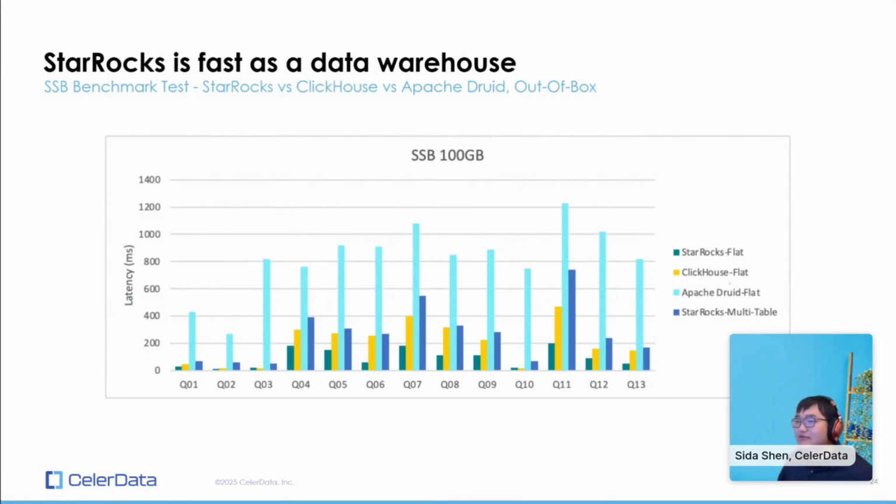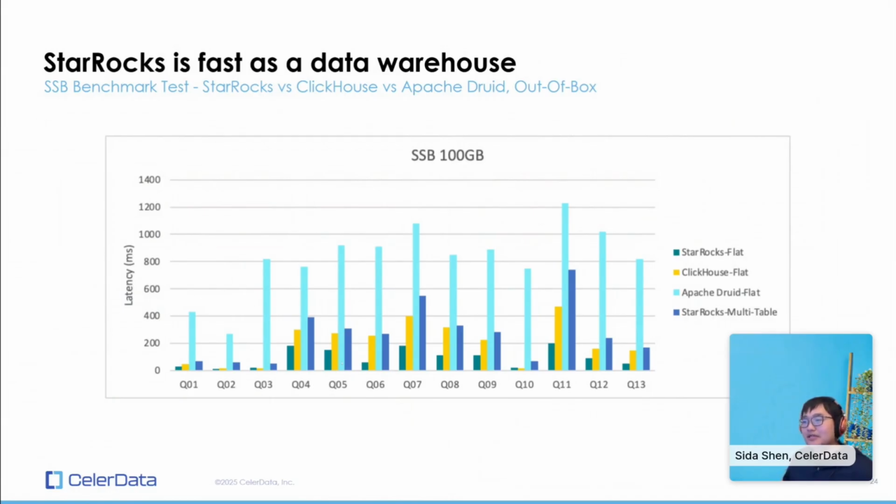On the right, you can see everything has a flat here. It's actually a variant of the SSB benchmark done by the ClickHouse folks. Basically, it's a denormalization of the original SSB benchmark. So instead of doing all of the joins and aggregations on the fly, the flat version only does the aggregations on the fly, but not the joins. And StarRocks multi-table is StarRocks running on the original SSB benchmark, meaning you're running the aggregations and the joins on the fly together.